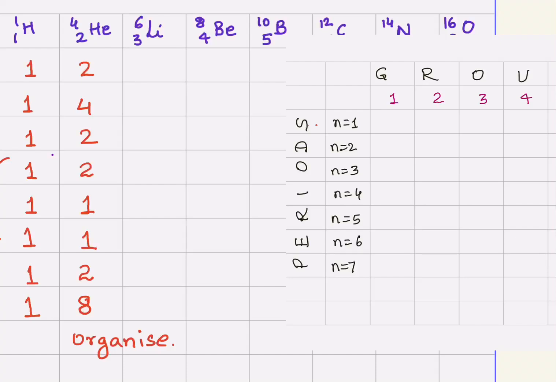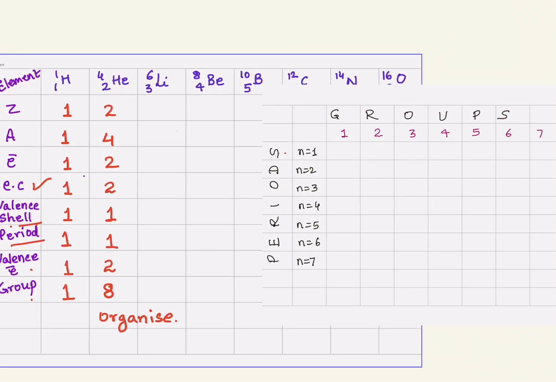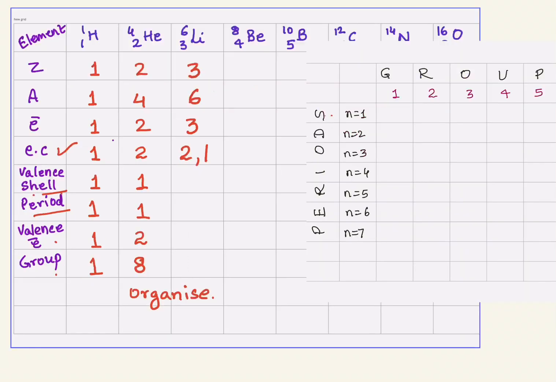Lithium, beryllium, boron. Try writing the electronic configuration of these elements and putting them in their respective position in the periodic table that you have. So when we talk about lithium: atomic number 3, mass number 6, number of electrons 3, electronic configuration 2 and 1. So what about the valence shell? Now which is the outermost shell? First shell? No, because the last electron is in the second shell. So the valence shell is 2.